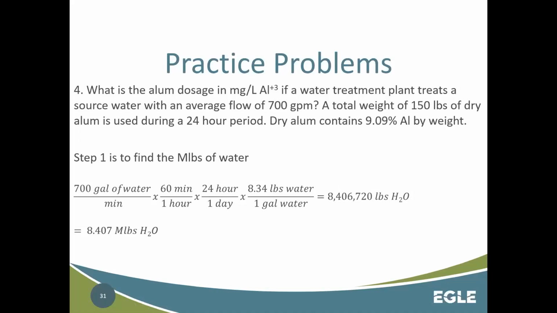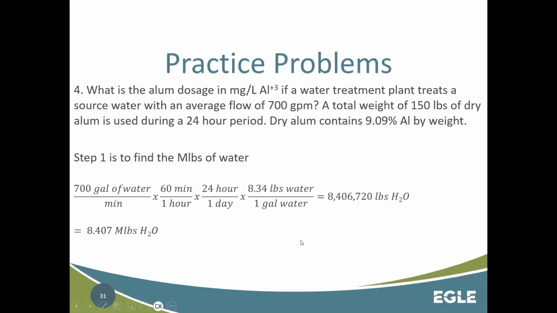Okay. What is the alum dosage in milligrams per liter of aluminum ion if a water treatment plant treats a source water with an average flow of 700 gallons per minute? A total weight of 150 pounds of dry alum is used during a 24-hour period. Dry alum contains 9.09% aluminum ion by weight. You see this too, here they're showing it as aluminum ion with the +3 charge designation. And here we're seeing it just as the elemental symbol for aluminum, but don't let that trip you up.